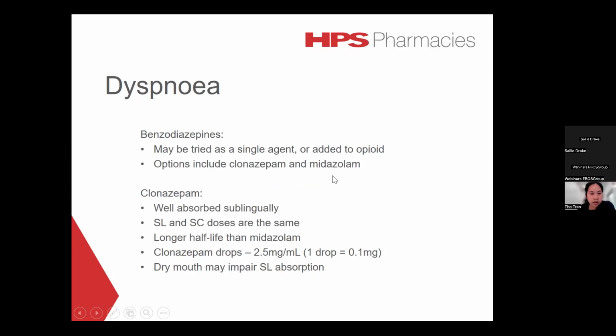Okay, so next one. The next medication that can be used for this symptom is benzodiazepine. Benzodiazepines may be tried as a single agent or added to an opioid to help control the symptoms.